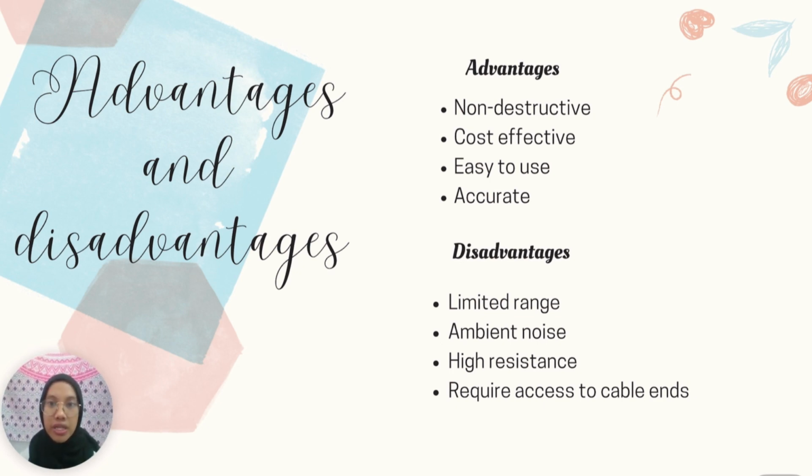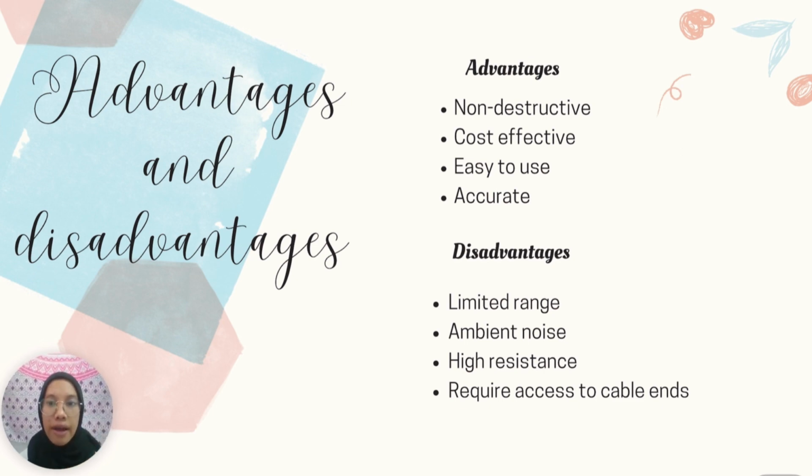The voltage decay method has a limited range, typically up to a few hundred meters, which may not be sufficient in some cases. Second, ambient noise. The voltage decay method is susceptible to ambient noise, which can interfere with the measurements and reduce the accuracy of the results.